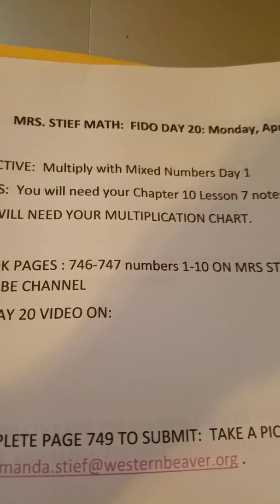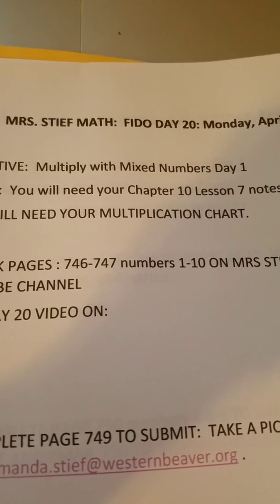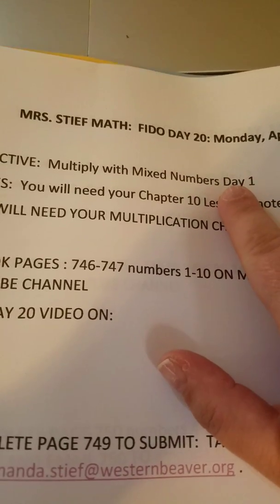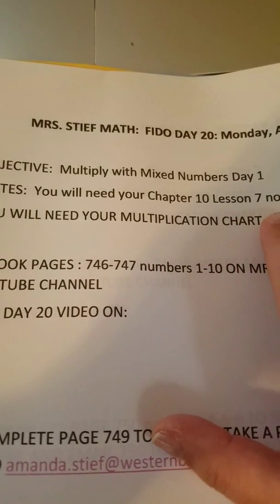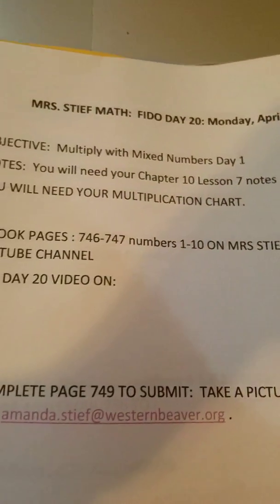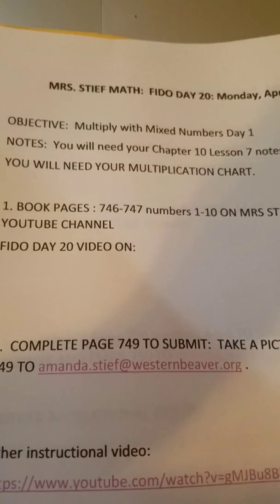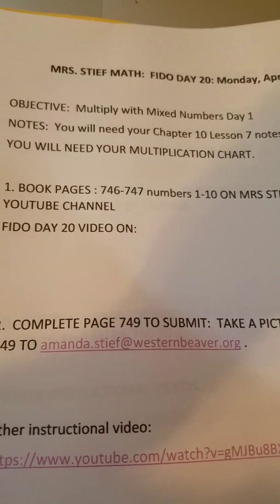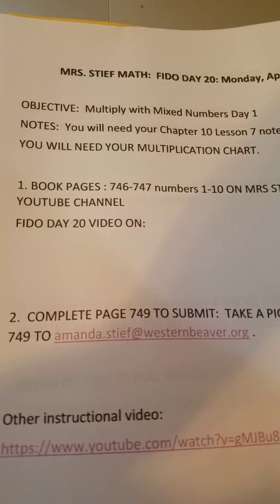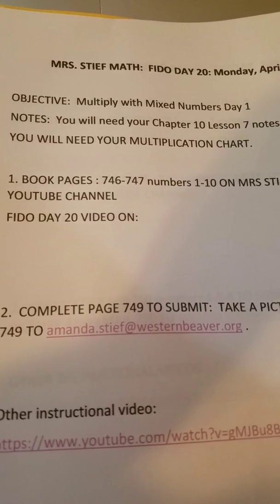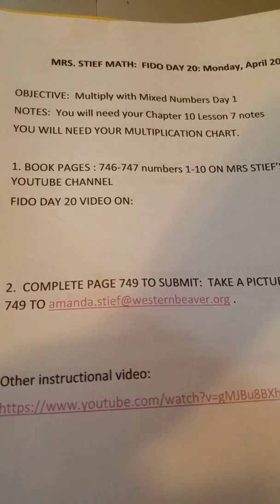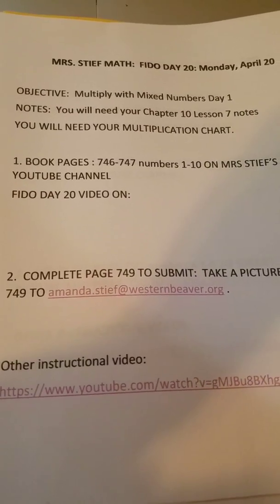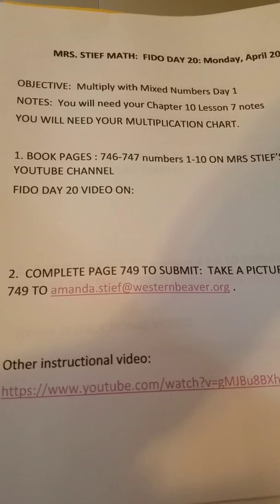Today, we're going to multiply with mixed numbers, and we're going to do this for 2 days. That's why you can see it says day 1. You will need your chapter 10, lesson 11 notes. You will need a multiplication chart, which I had sent home with you. You will need your book, pages 746, 747. We're going to work on numbers 1 through 10 together, as well as an example.